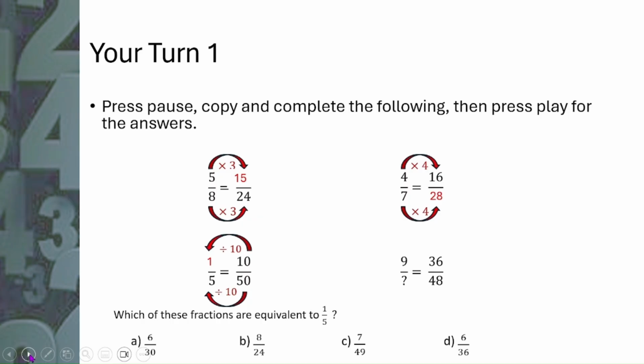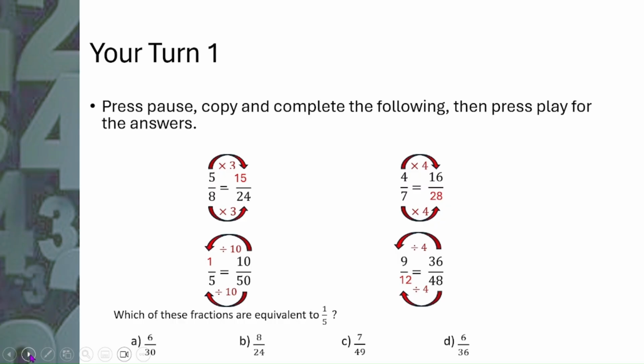Our fourth question, I have 9 over something is equal to 36 over 48. So we are moving from 36 to 9. And the only way we can go from a bigger number to a smaller number is divide. And since I know that 4 times 9 is 36, then I've obviously taken the 36 and divided it by 4 to get 9. So what I do to the top, I must also do to the bottom. Remember our golden rule. And we're going to divide the 48 by 4, giving me 12.